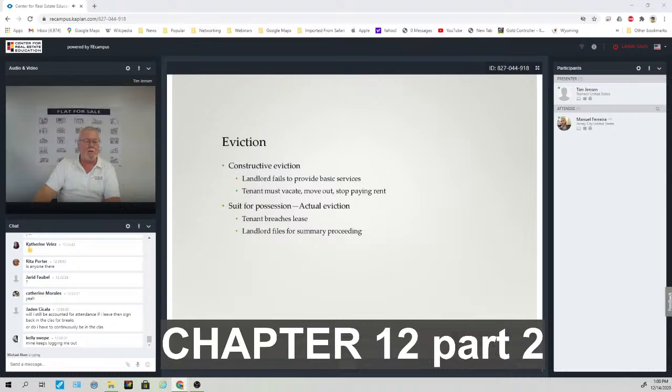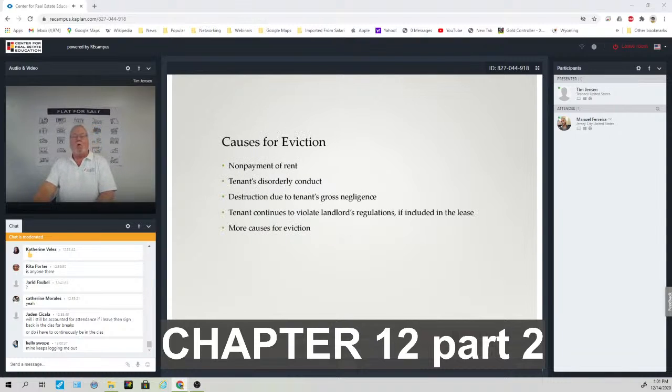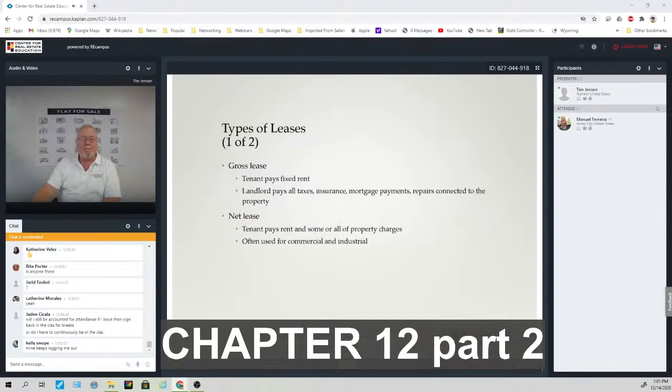Let's finish up our conversation in the chapter, and then let's go on and do chapter 13. So we're talking about evictions and constructive and actual eviction when the tenant is evicted. Causes for eviction we went over. Now we're switching gears. I'm going to talk about different types of leases.